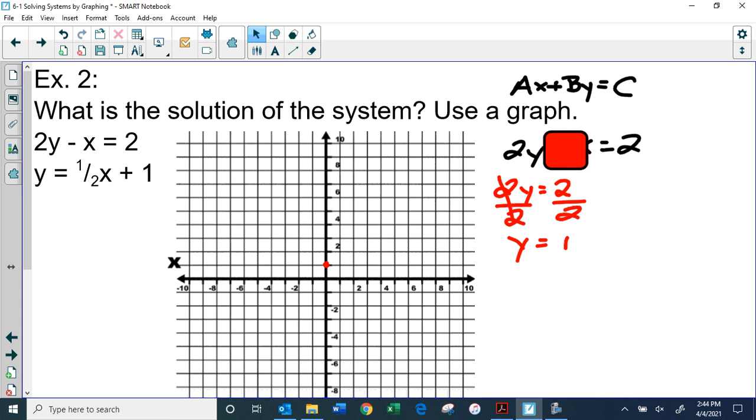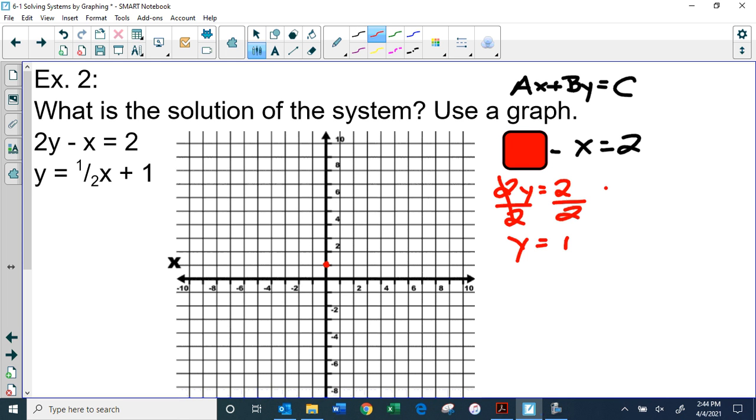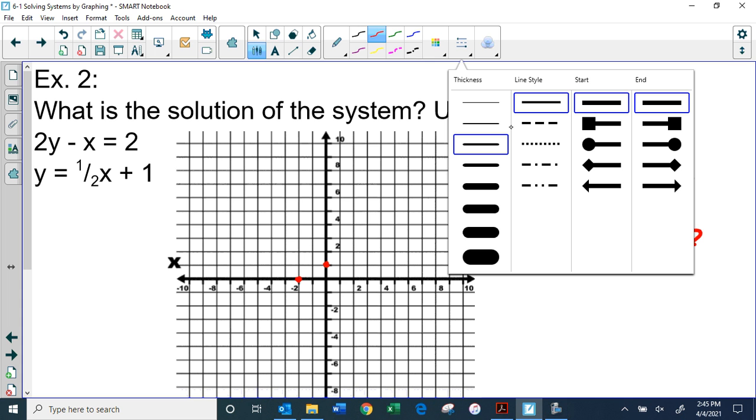Now let's cover up the y value because the x-intercept occurs where y is 0. So now be careful. This minus sign belongs with this x. This really is negative 1x equals 2. Divide both sides by negative 1. And x equals negative 2. So it crosses the x-axis at negative 2. So that's right there. And let me draw my line through there.